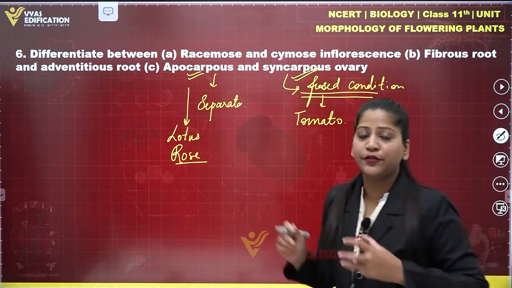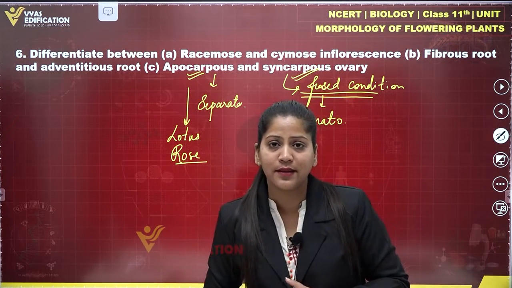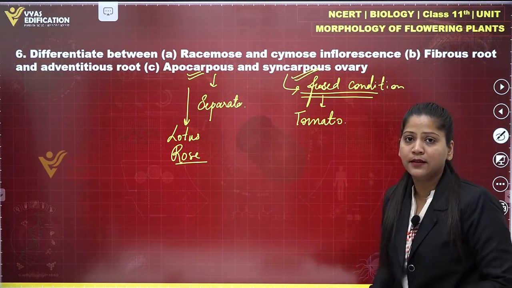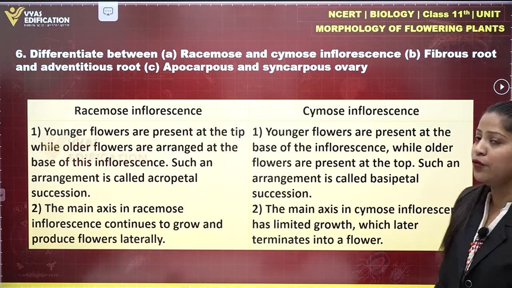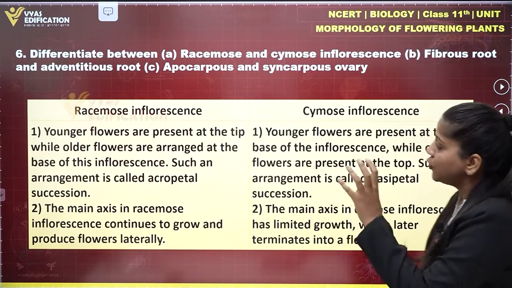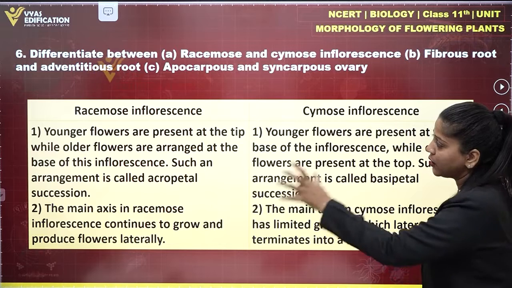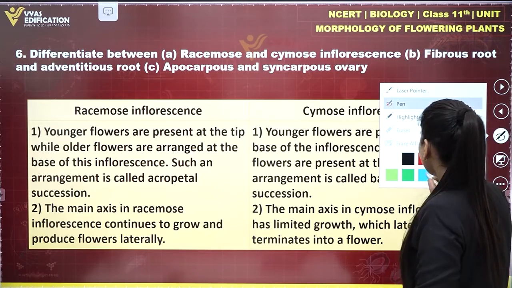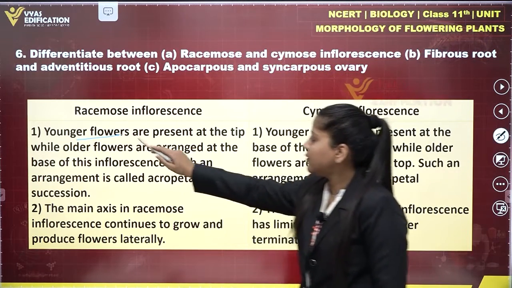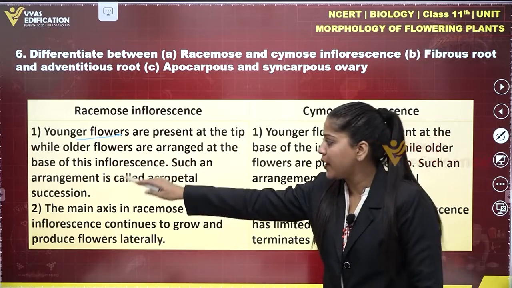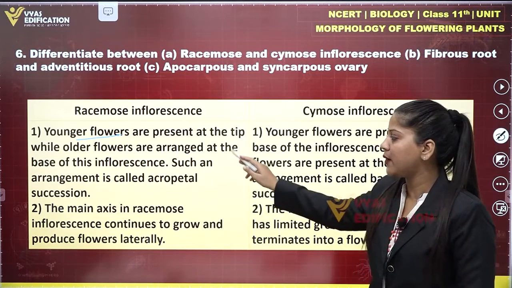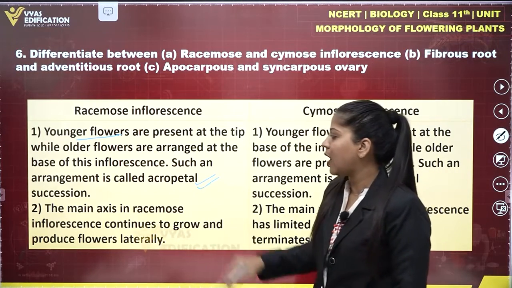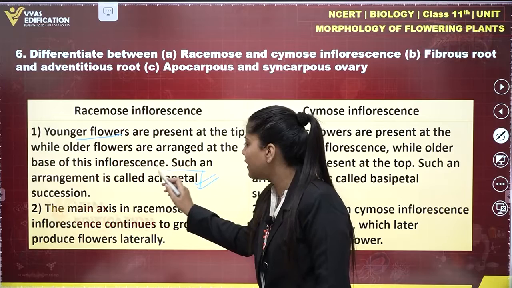So these are the differences between all these, and I have brought the written answer for all these for the students who find difficulties in writing the answer. So first we have differences between racemose inflorescence and cymose inflorescence. Now see, the younger flowers are present at the tip, whereas the older flowers are arranged at the base of this inflorescence. Also, this kind of arrangement of flower is known as acropetal succession.